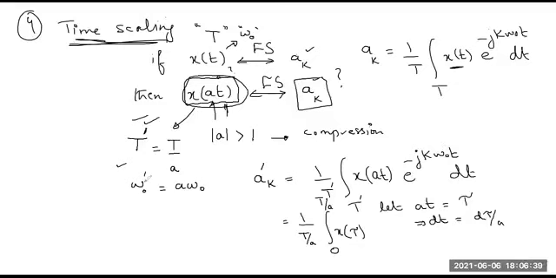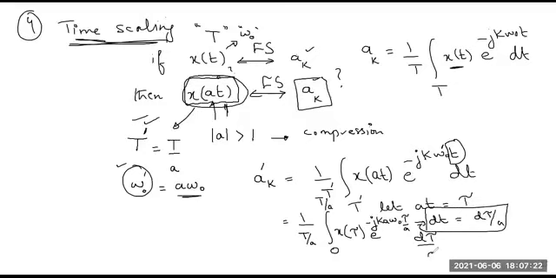Omega naught is not correct here; omega naught dash is the fundamental frequency of this signal. So I will get e power minus jk times omega naught dash, which becomes A times omega naught, by this relationship. And this t I can replace by tau by A. The dt will be replaced by d tau over A, as I mentioned earlier.